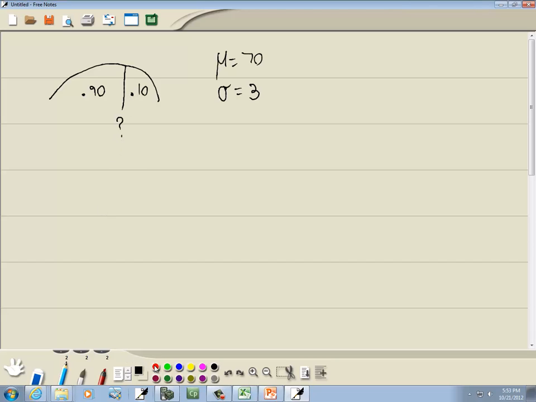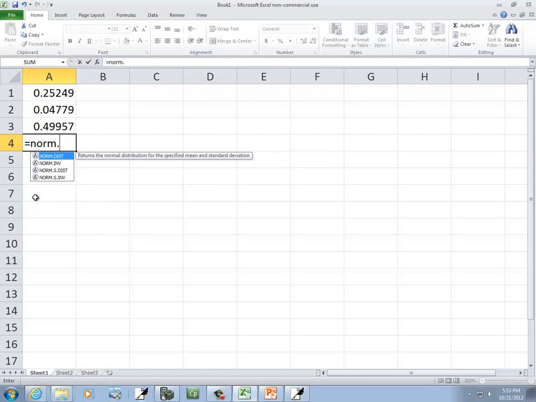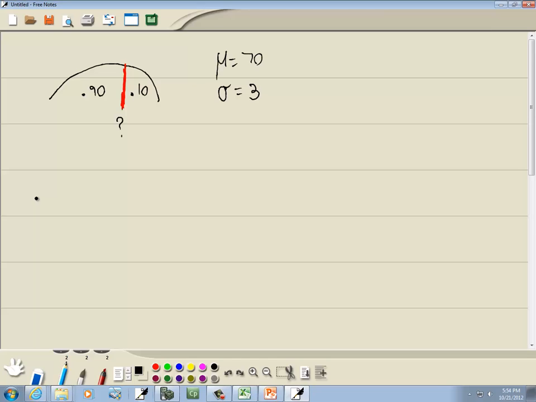We're trying to find this value here, so we always look at the area to the left. The area to the left of this is 0.90. So we're going to use norm.inv. And then begin in parentheses, and then our probability. Probability is the area to the left, which is 0.90, comma our mean, comma our standard deviation. Enter. And this value right here would be 73.84, or however many decimal places we want to round it to.